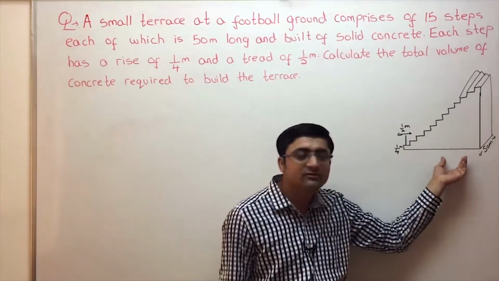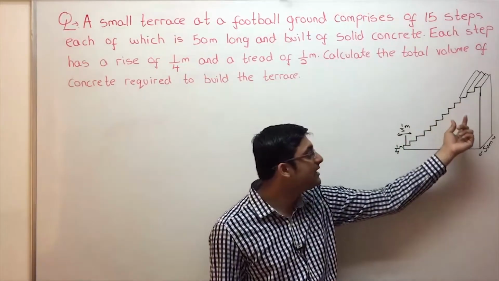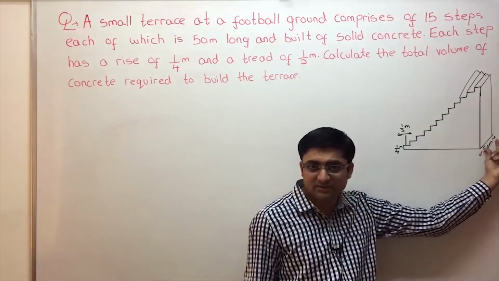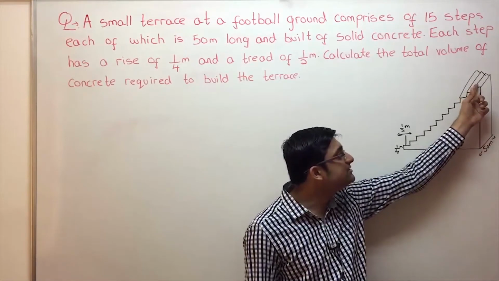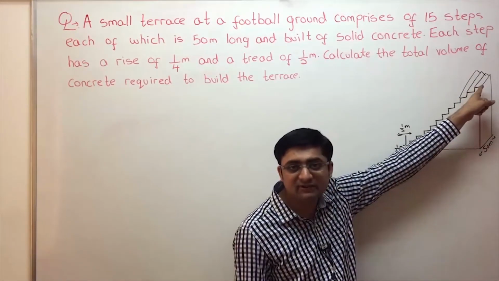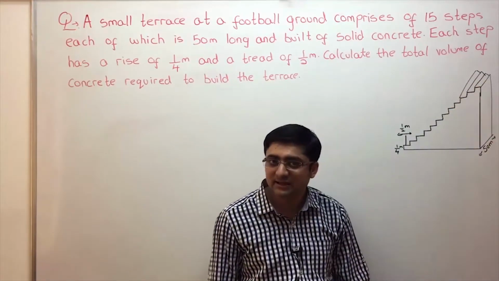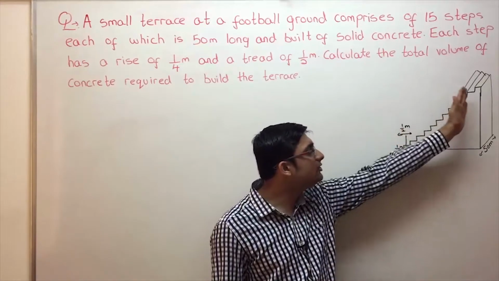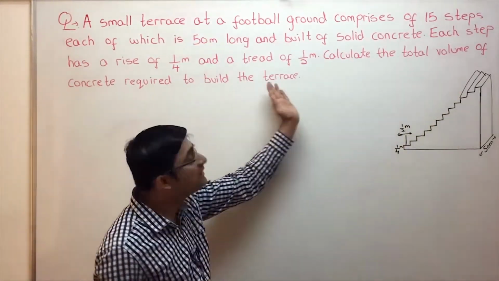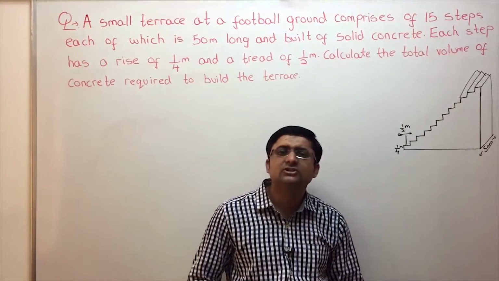So basically this is a rough figure of the terrace. We have 15 steps over here, and each step is 50 meters long, right? What is the shape of a step? Basically it's in the shape of a cuboid. It has a length, a breadth and a height. Is this clear? We have to find the total volume required to build the terrace, so basically the total volume for building these 15 steps. So how do we do it?